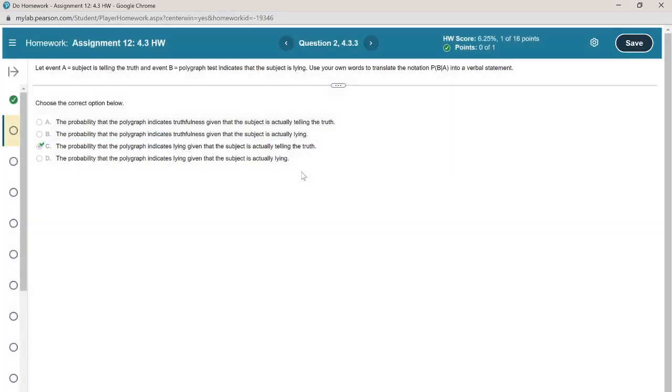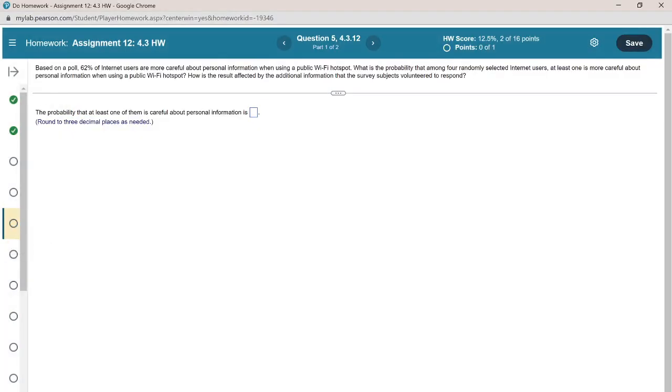Okay, let's see another example here. Based on a poll, 62% of internet users are more careful about personal information when using a public Wi-Fi hotspot. What is the probability that among 4 randomly selected internet users, at least one is more careful about personal information when using a public Wi-Fi hotspot? How is the result affected by the additional information that the survey subjects volunteer to respond?